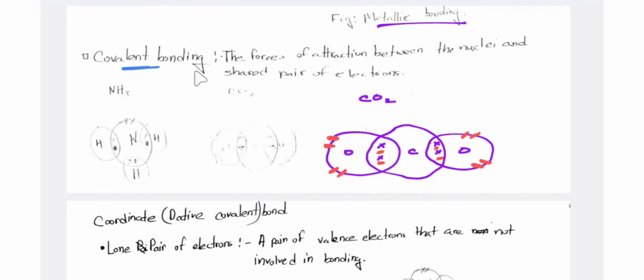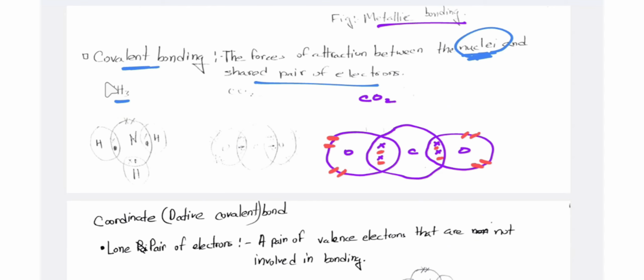Covalent bonding is the forces of attraction between the nucleus and shared pair of electrons. That is, the forces of attraction between the nucleus and the shared pair of electrons.